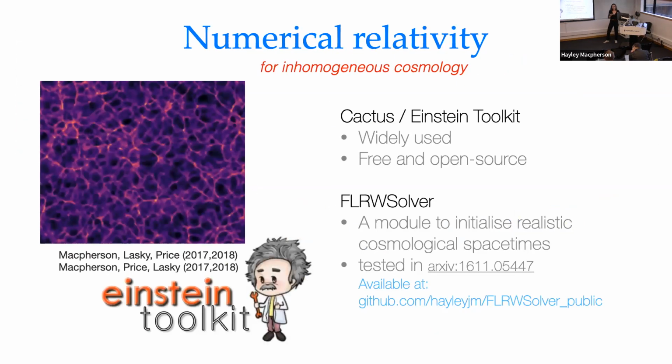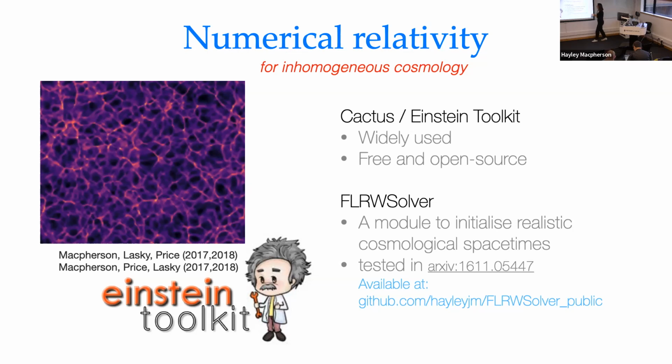I'll just say a few more words in particular about how we do this. So this is the work that I started during my PhD here at Monash. So we use the Einstein toolkit, which is a collection of modules based on the Cactus infrastructure. It's very widely used for simulations of binary black hole mergers and neutron stars. It's free and open source, and so we wanted to use this for cosmology.